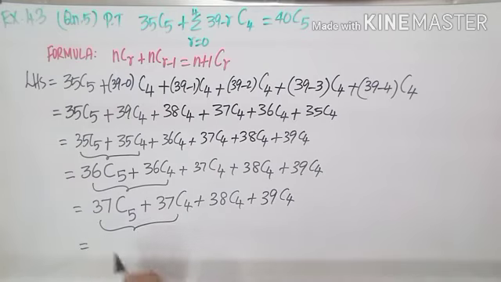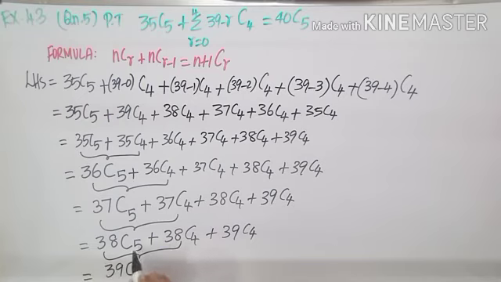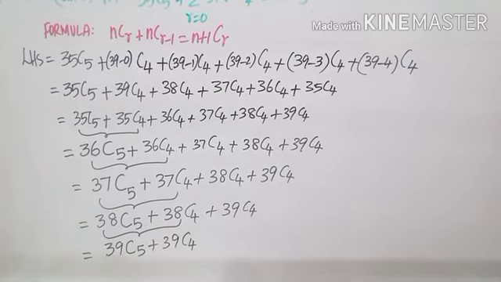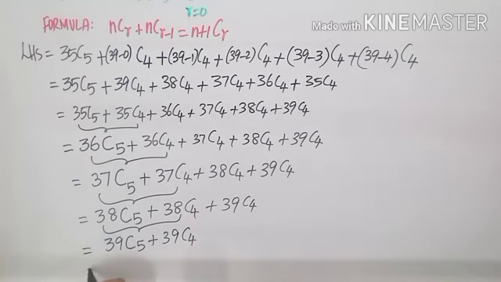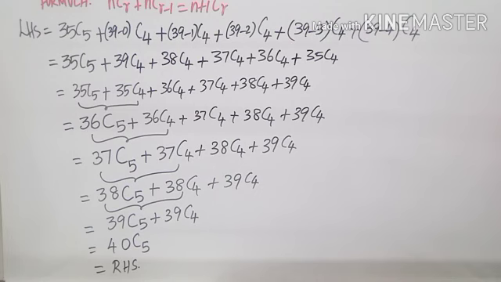Combine these two. 37, 37. So it will become 38C, 5 and 4, bigger number 5, plus 38C4 plus 39C4. Combine these two. 38, 38 will give me 39C, bigger number 5 plus 39C4. Adding which, again using the same old formula, 39, 39 will become 40. 5 and 4, the bigger number is 5, and this is the RHS. So we started from LHS and arrived at RHS, and that is the answer.